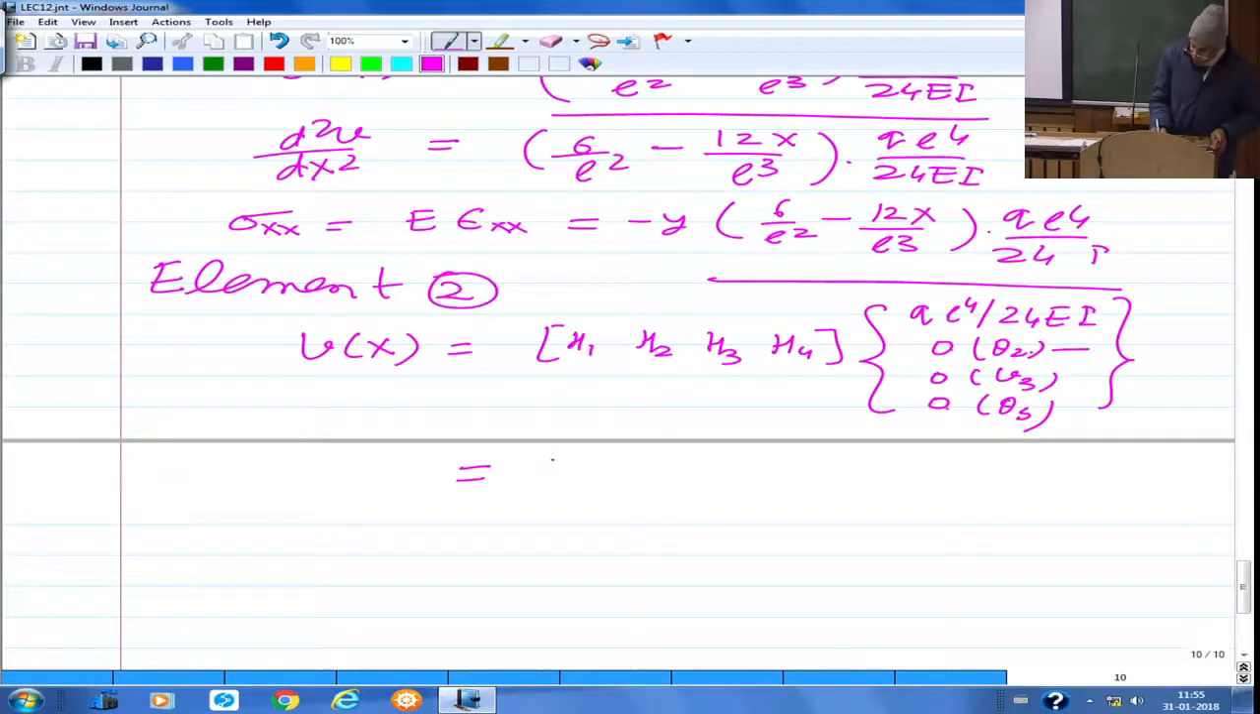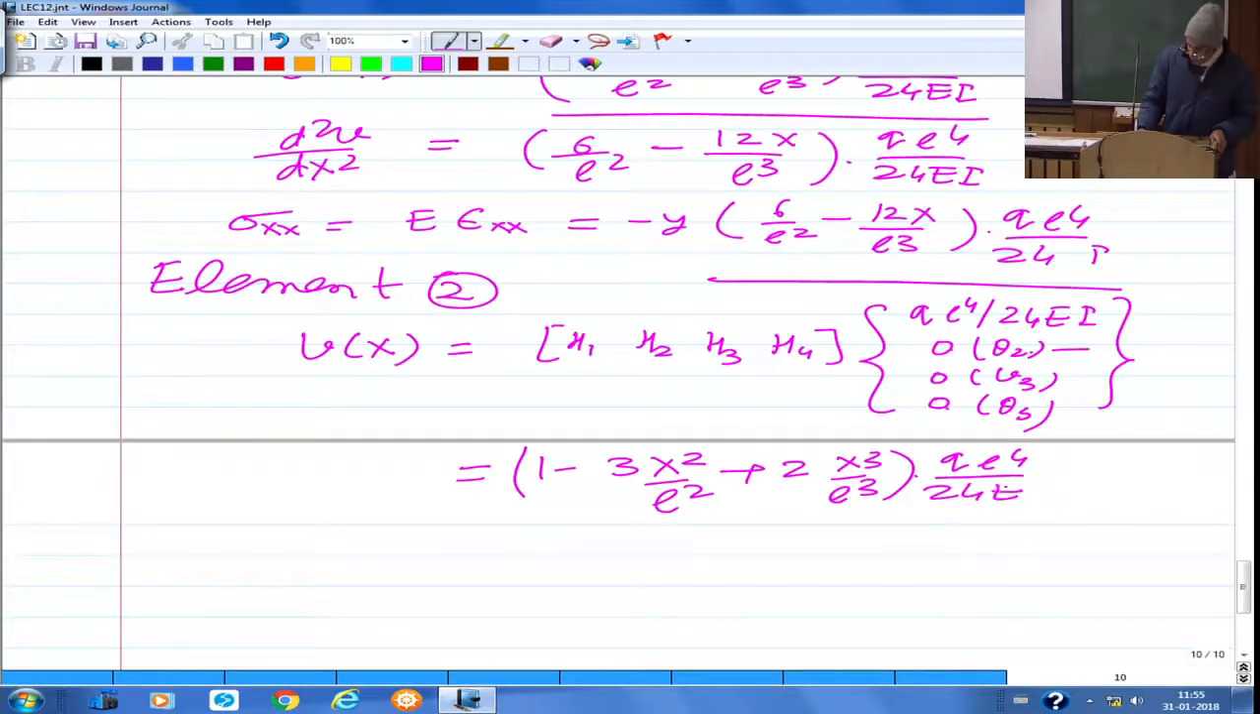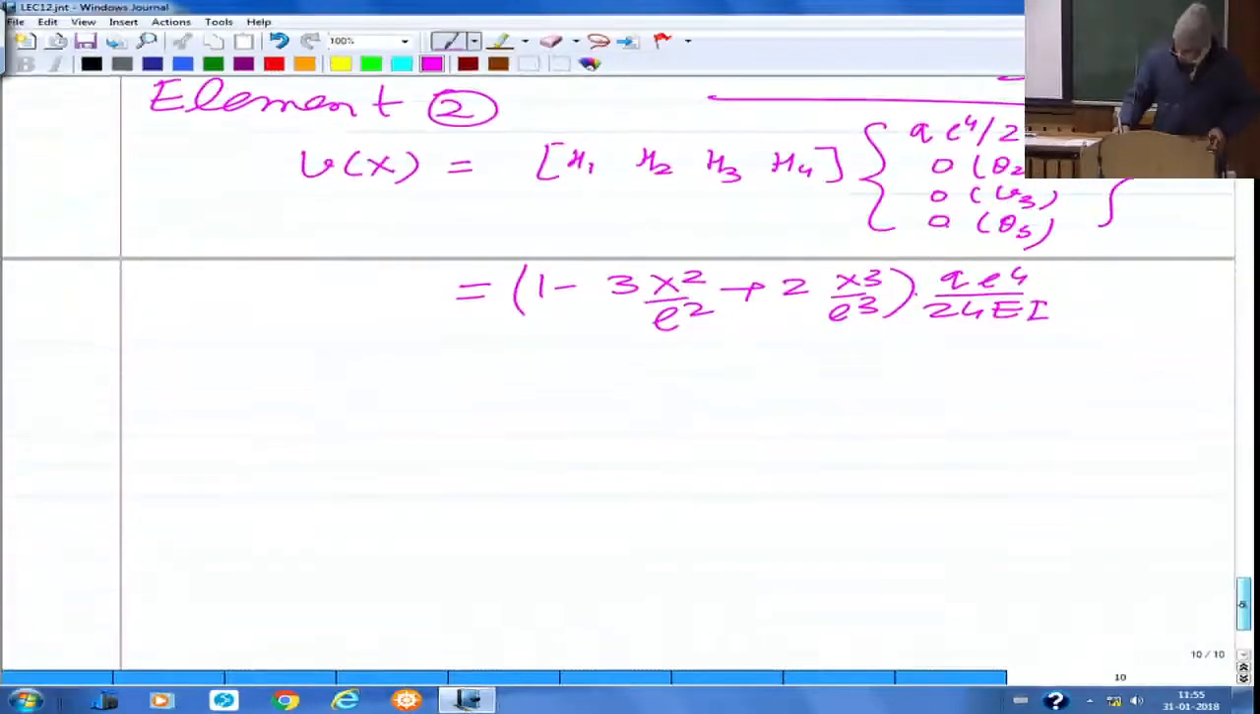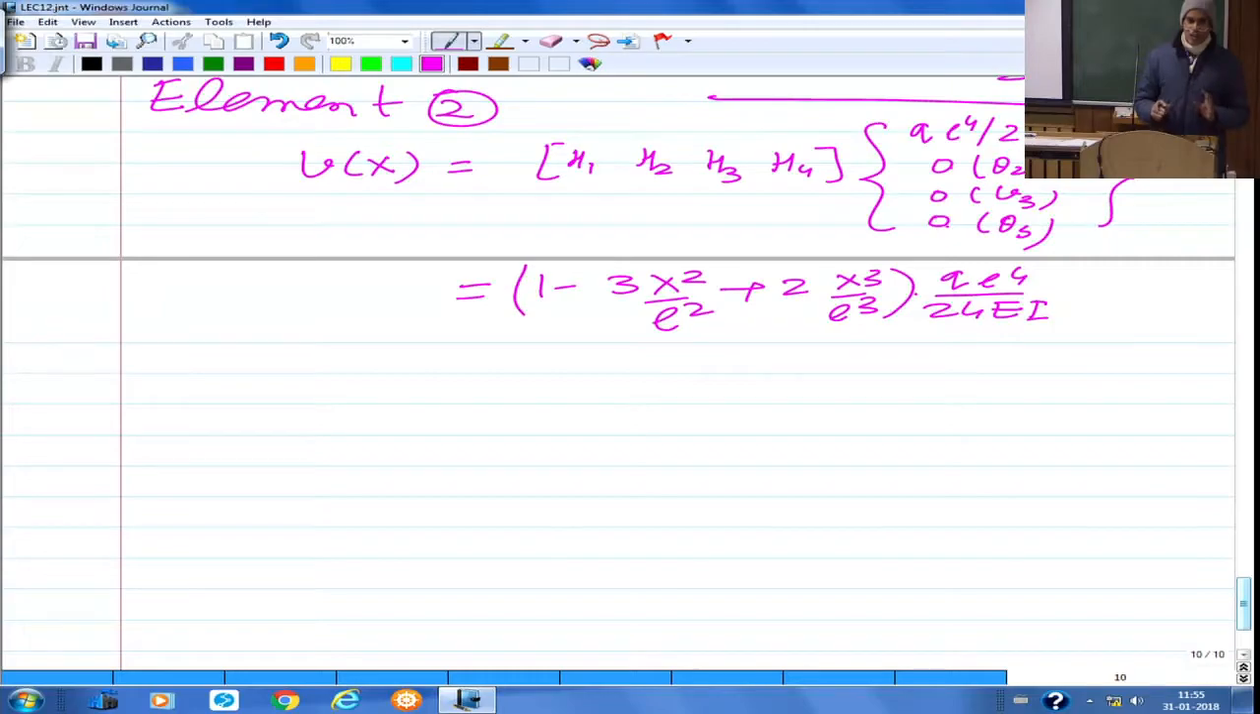So again you see this is simply H1 into this quantity, and H1 is 1 minus 3x square by L square plus twice of x cube by L cube, into QL power 4 divided by 24 EI. And the same way, differentiating this, you can get the second derivative, the strain, and then the stress you get from the calculations. So this is how you use the beam element. This is just a solution of a simple problem.